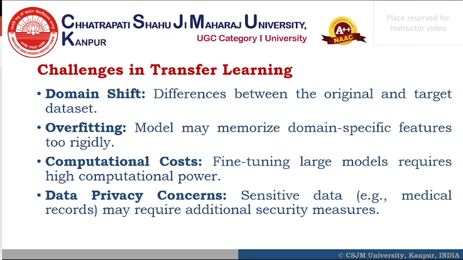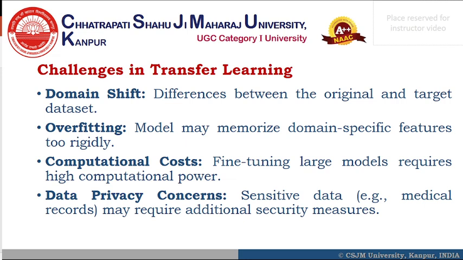This happens when too many model parameters are adjusted to fit the smaller dataset, leading to poor performance on real world data. Using regularization methods, dropout techniques, and data augmentation can help mitigate overfitting. Now, third one challenge is computational cost.